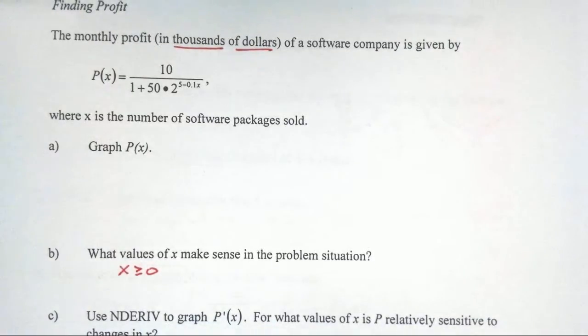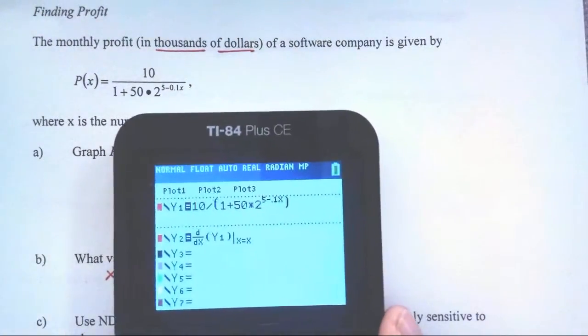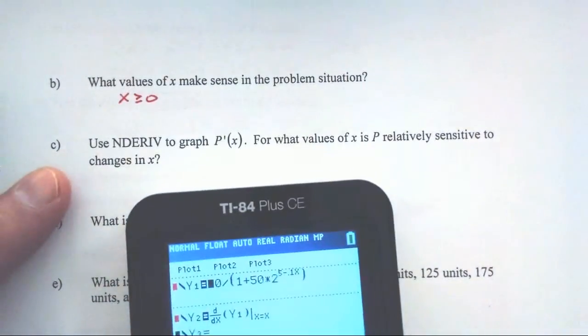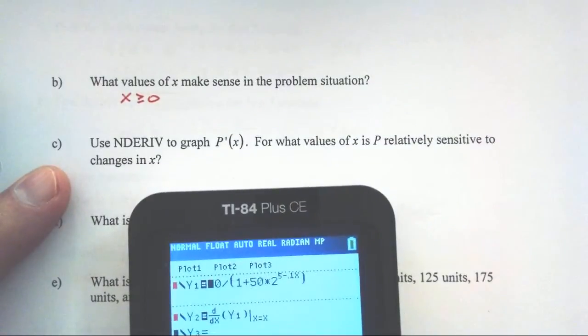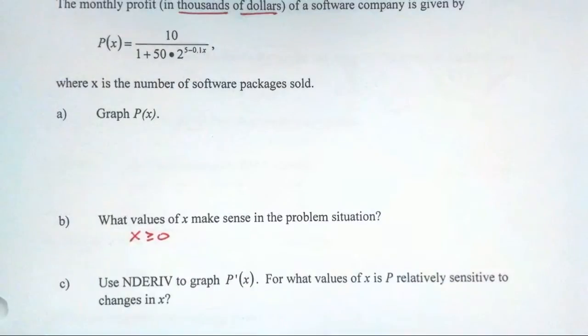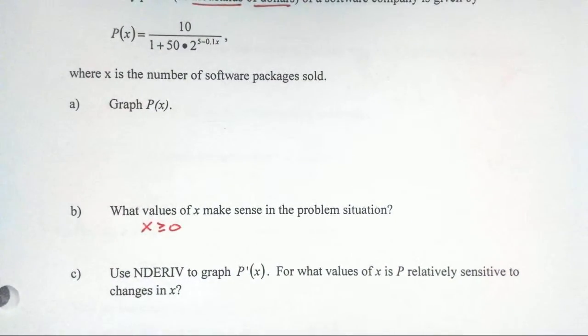On the calculator, I've got a formula. In fact, I've got a couple formulas put in here, so you can see I'm loaded for this first formula, and then later on they're asking us to use nderive to find the derivative graph of P. So I've got that guy loaded as well. But let's give some thought to B first, because otherwise we're just kind of doomed to going zoom standard and then zoom out, zoom out, zoom out. If we can figure out our values of X and use zoom fit, we'll be in pretty good shape here.